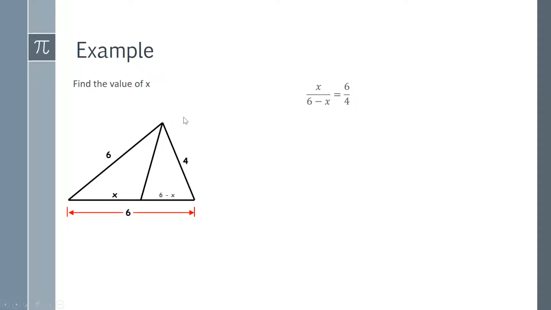So now we're going to take our cross products. 4 times x is 4x. Then we've got to do 6 times 6 minus x, apply some distributive property there. So we get 4x equals 36 minus 6x when I distribute. We're going to add 6x to each side to get x's on the same side. That gives us 10x equals 36. Finally, we're going to divide by 10, and that gives us that x is 3.6.